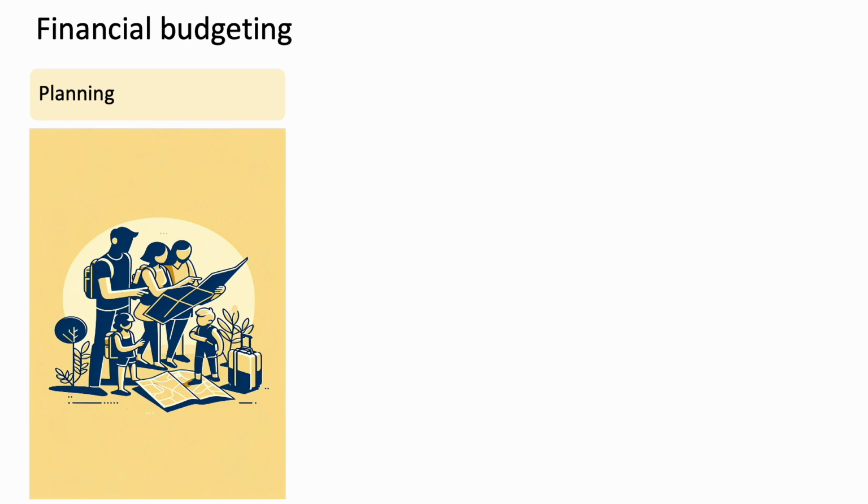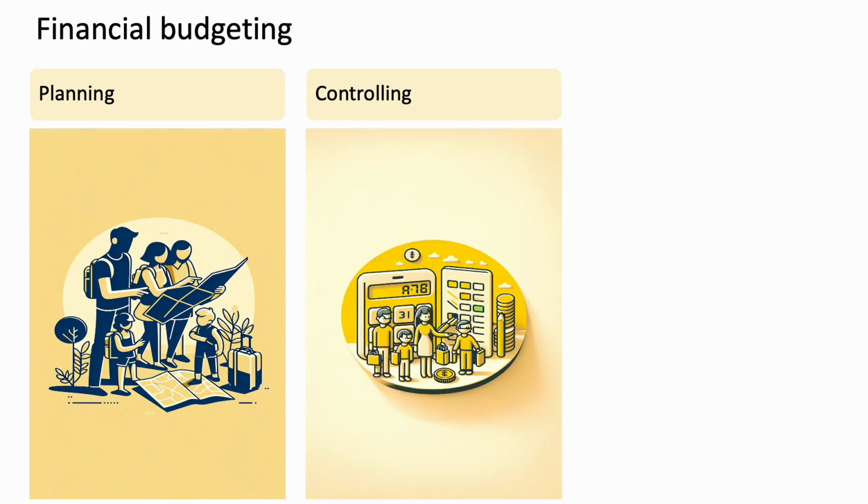2. Controlling. After you've planned your trip, you keep an eye on your spending. If you notice you're spending more than you planned, you need to adjust and maybe skip a fancy dinner. Businesses do the same with their budgets. They compare how much they're actually spending to what they planned. If they're spending too much, they make a plan, action plan, to get back on track.